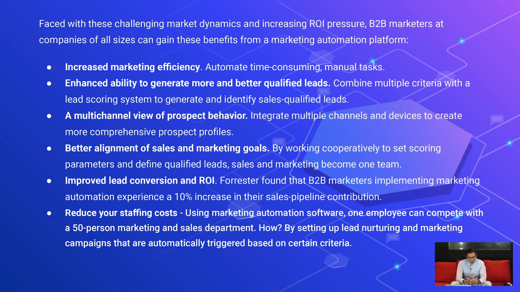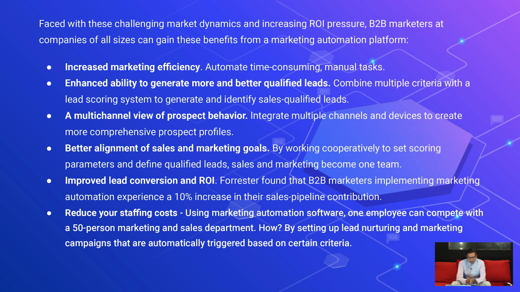Next is better alignment of sales and marketing tools. By working cooperatively to set scoring parameters and define qualified leads, sales and marketing become one team. So it aligns the sales and marketing process. Otherwise, the marketing efforts are separate, and the sales team works on a different tool. This one aligns them. You can see the kind of marketing efforts and then the results, whether sales are happening. Based on that, you can tweak it, automate it, and change the parameters and metrics. Basically, it gives better alignment between sales and marketing goals.